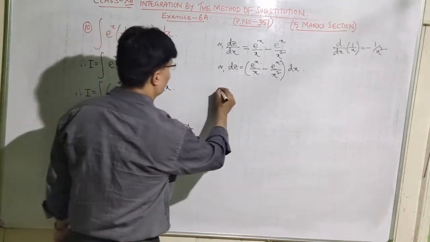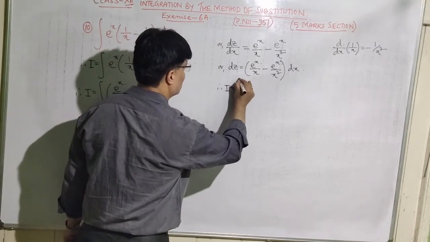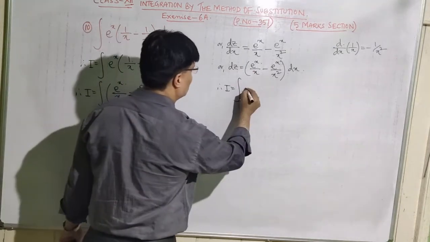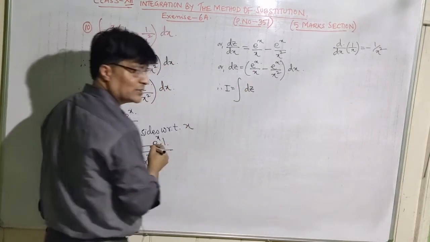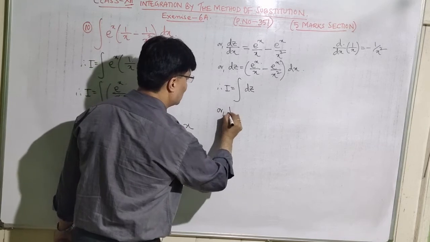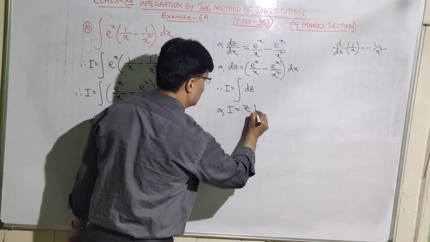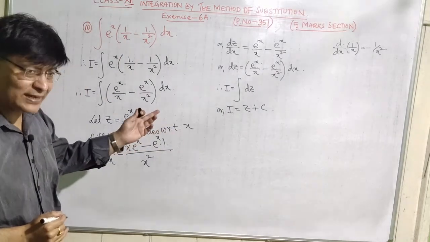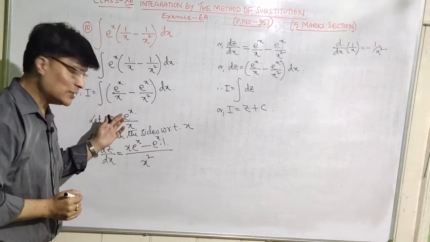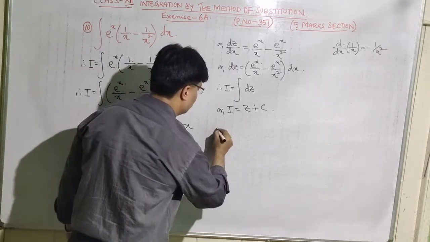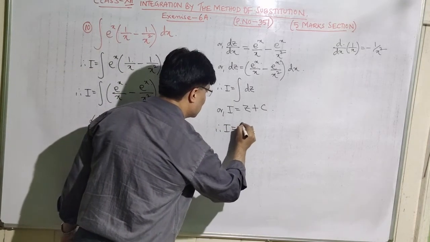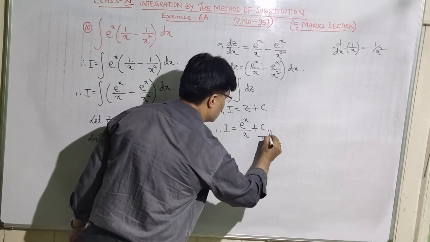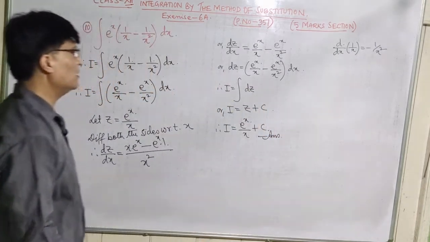So what is I now? Therefore I is equal to the integration of, so instead of this whole expression we can put dz. Is that clear? So I is equal to z plus c. Now let us put the value for z. What is the value for z? It is e to the power x upon x. So I is equal to e to the power x upon x plus c. So this is the final answer.